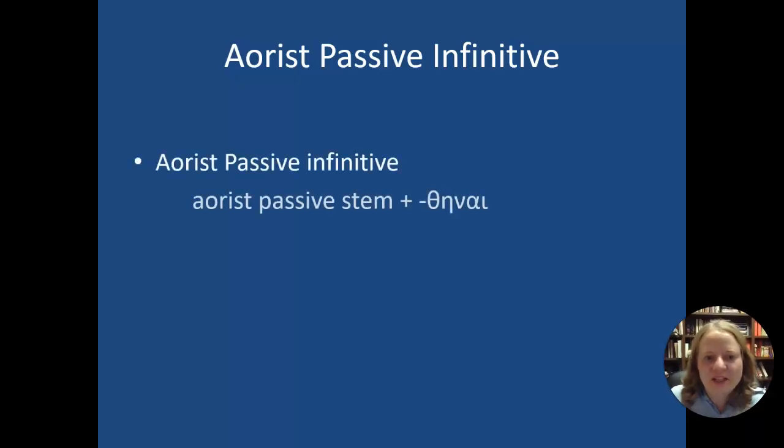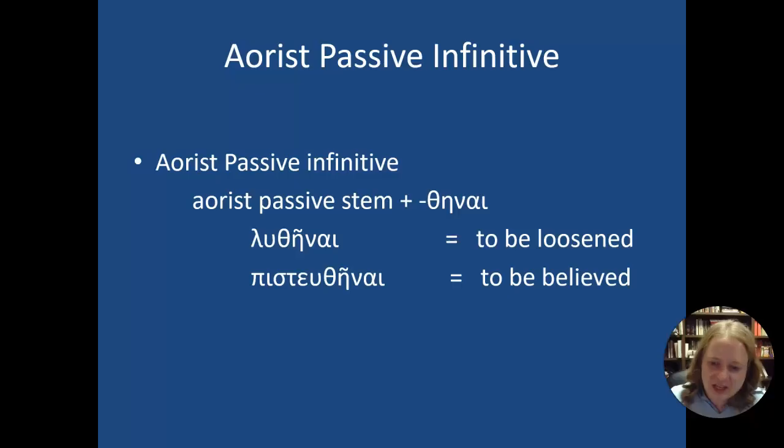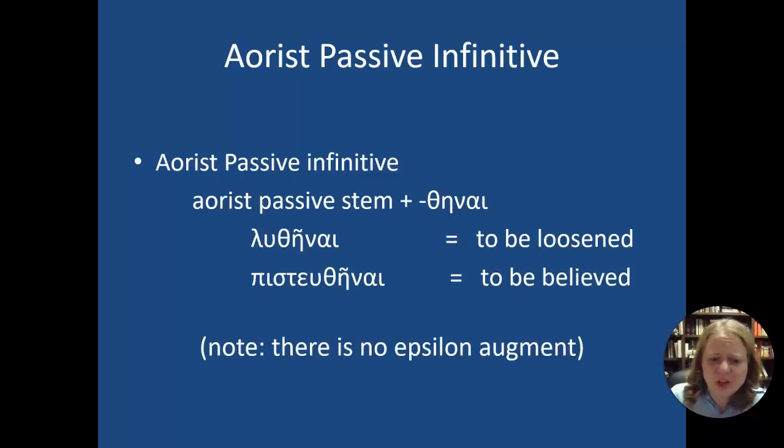The aorist passive infinitive looks like this. It's got a theta and an eta, no surprise, and then nai. So you'd have luthenai, to be loosened, pisteuthenai, to be believed. It's not going to necessarily be translated differently than what we've done so far for other passives or middles. For now, let's just go with this, and we'll learn more about infinitives next semester. Notice there's no epsilon augment for this, so even when it's in the aorist passive, it's not going to have an epsilon at the beginning to help you out. You just have to notice the theta, eta.